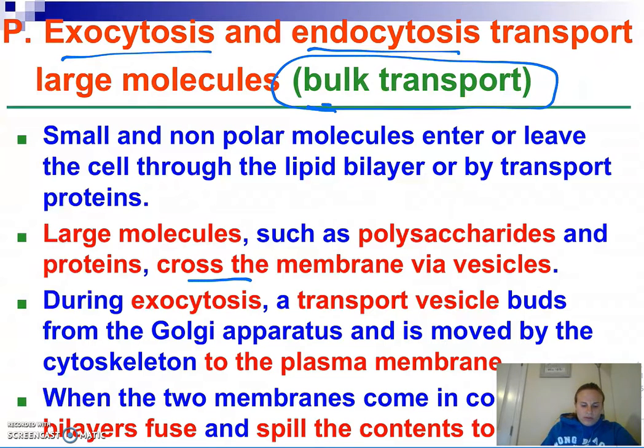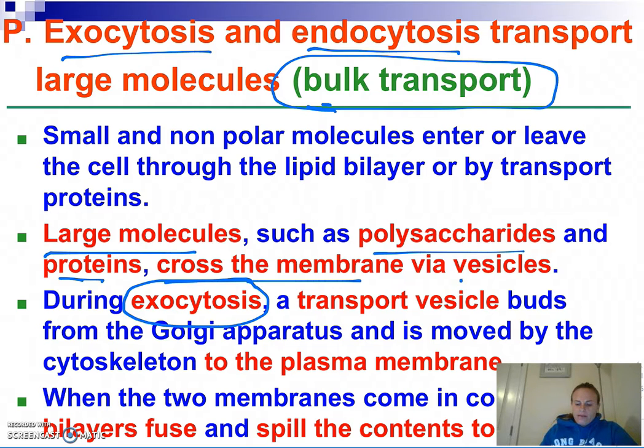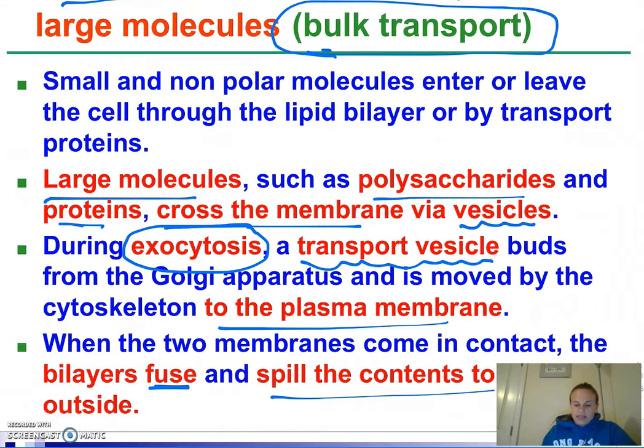Well, exocytosis enables large molecules such as polysaccharides and proteins to cross the membrane via vesicles. These transport vesicles are going to move to the plasma membrane, fuse to the plasma membrane, and then spill the contents to the outside of the cell. So now I've had my polysaccharide or my protein exit the cell.